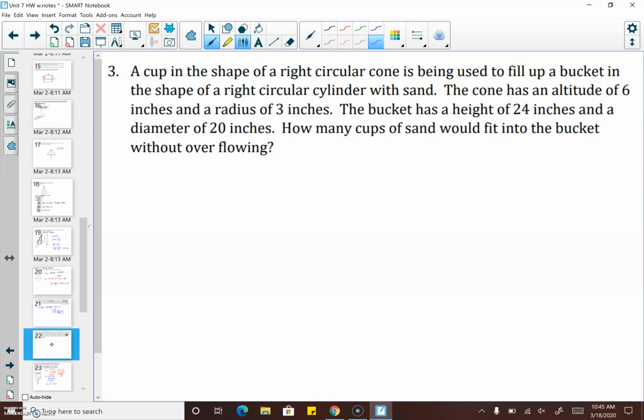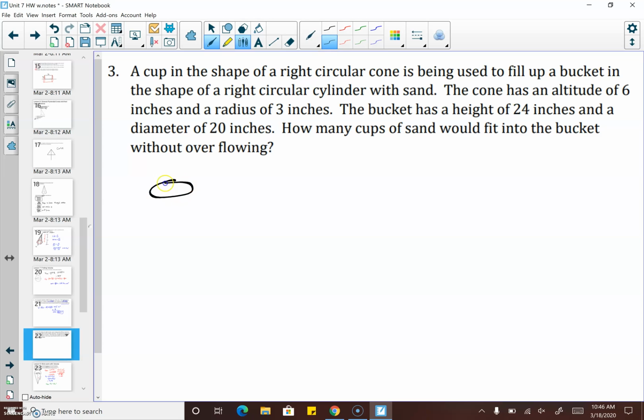A cup in the shape of a right circular cone is being used to fill a bucket in the shape of a right circular cylinder with sand. The cone has an altitude of 6 inches and a radius of 3 inches. The bucket has a height of 24 and a diameter of 20. How many cups of sand would fit in the bucket without it overflowing? So everything is in inches, which is good.